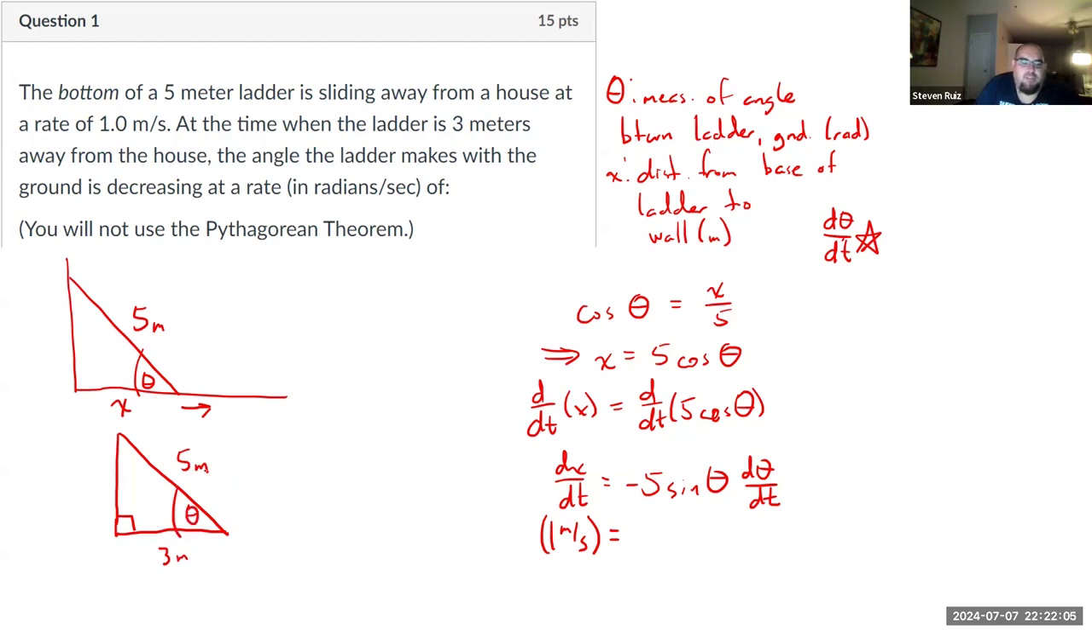So the hypotenuse of this triangle is 5 meters. The Pythagorean theorem will give us that this vertical length is 4 meters. So if these are the lengths of the sides in my triangle, then what is the sine of theta? The sine of theta will be opposite over hypotenuse, which in this case is 4/5. So 1 meter per second equals negative 5 times 4/5 times d theta dt.